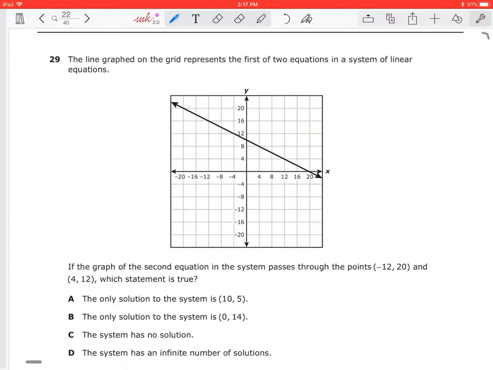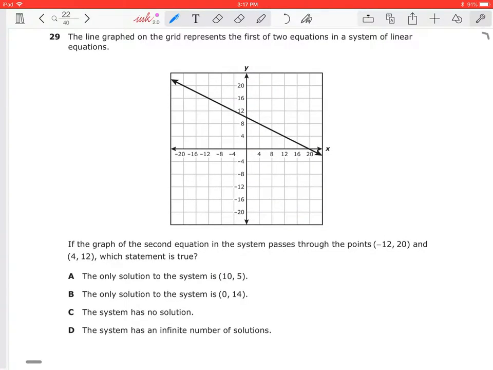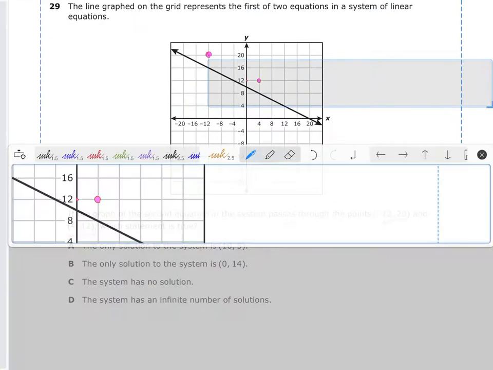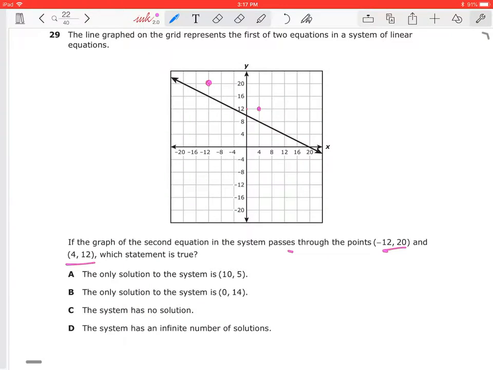Number 29. The line on the grid represents the first equation of the linear system of equations. The graph of the second equation passes through the points negative 12, 20, and 4, 12. Which of the statements is true? So let's look. Negative 12, and then 20 is going to be up here. And then we have 4, 12, which is right there.